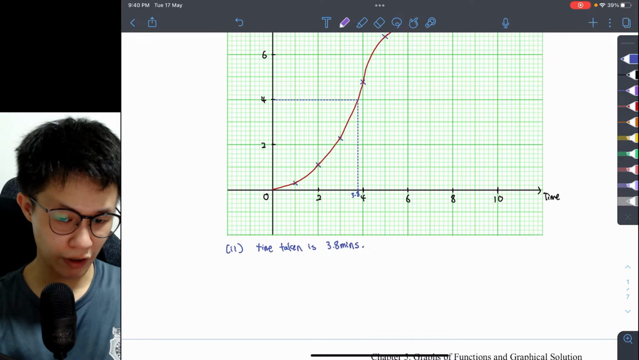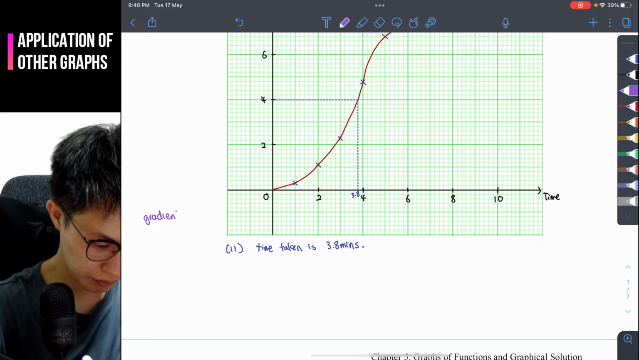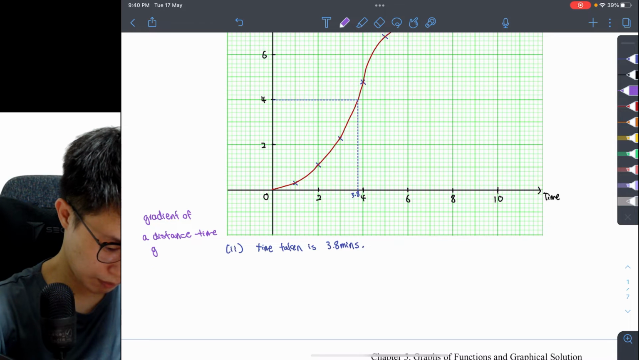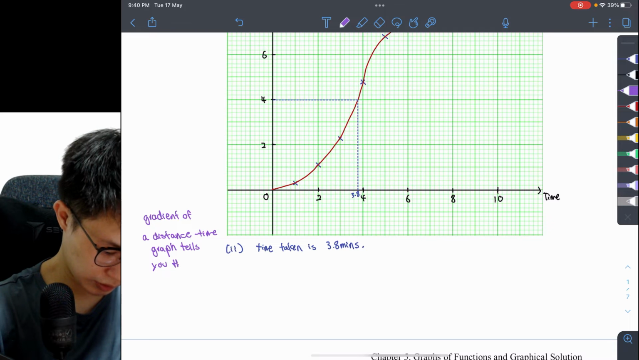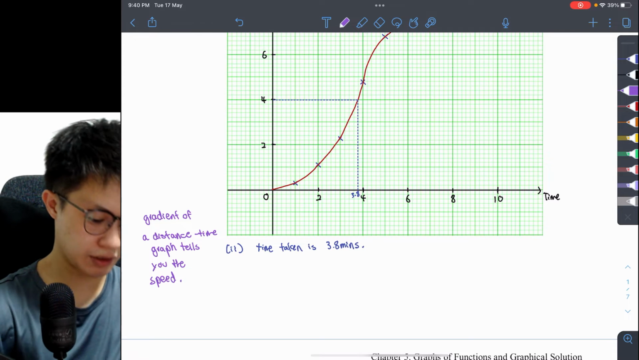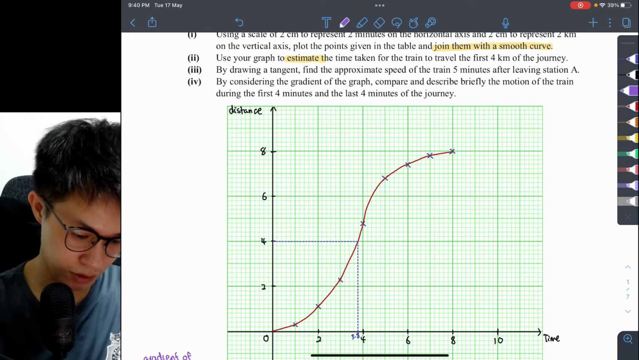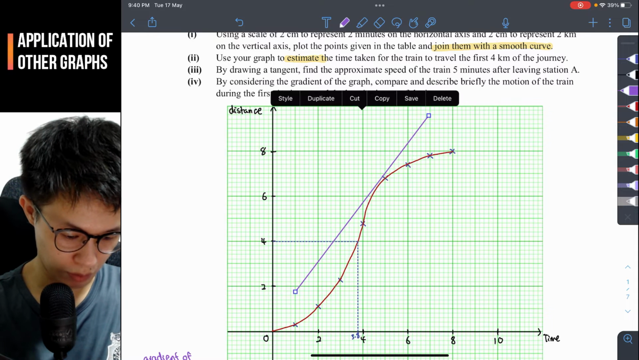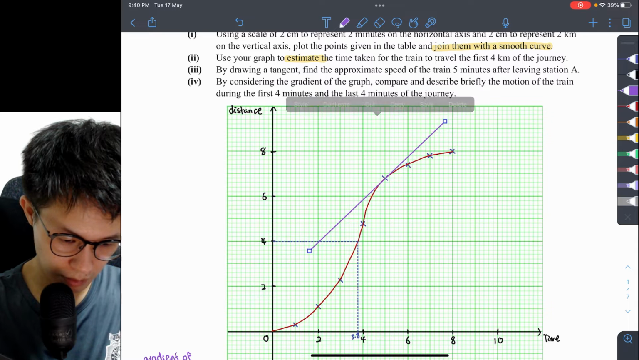For every kind of graph, it's different. The gradient of a distance-time graph tells you the speed. That's why you're going to find the gradient at the point where time is equal to 5. If you draw a line, I'm just going to draw a random line here to here. Of course, this is not the line we want. We're going to see if this is the line I want. Not exactly, maybe somewhere here.